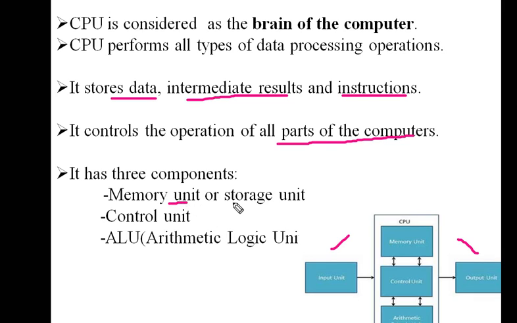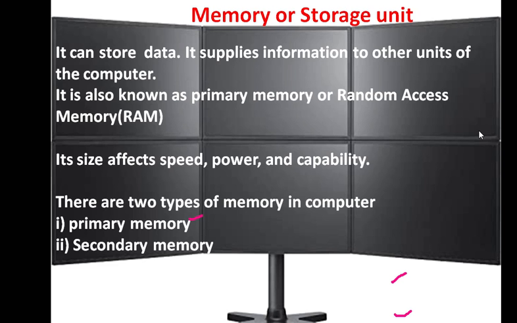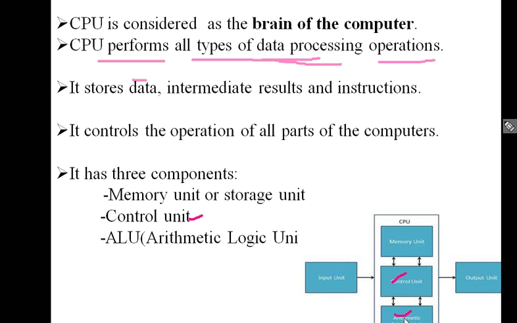It has three components. One is the memory unit, or we can call it the storage unit, then the control unit, then the ALU, that is the arithmetic and logical unit. Let's see what we mean by memory unit. The memory or storage unit can store data, because we are talking about memory, right? So memory performs storage. It can store data, and it supplies information to other units of the computer. Other units means the control unit, arithmetic logical unit, output unit, or input unit.